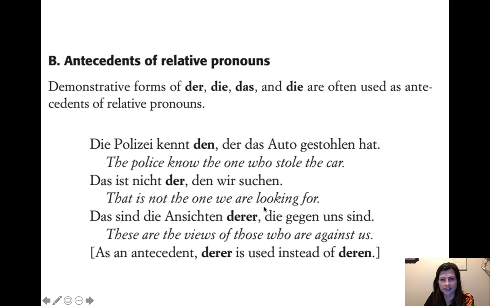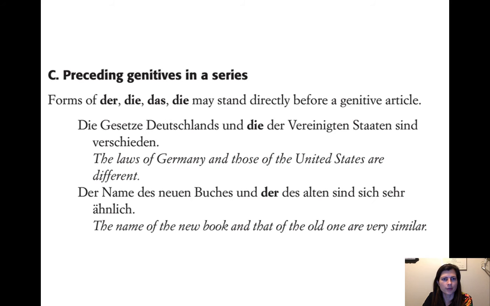This situation would not happen all the time, but you never know. So this is showing how it's different from the relative pronoun charts. Normally you have deren for your genitive plural, right? But here we have derer. Yeah. Okay, now we have preceding genitives in a series.